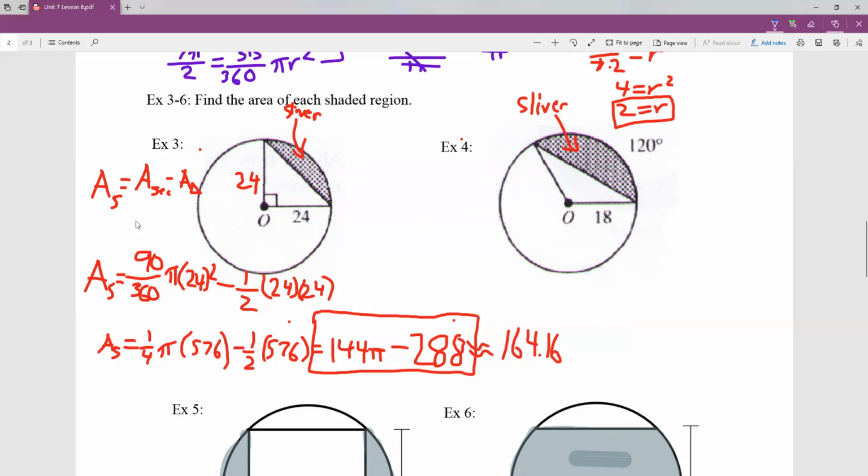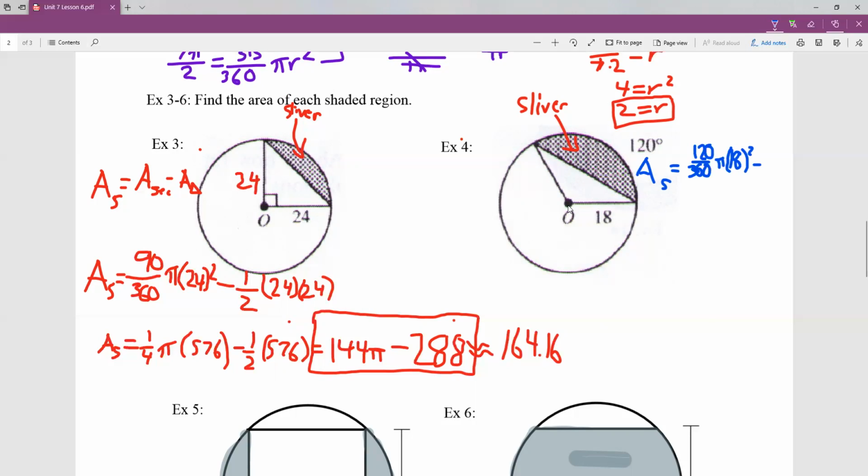So the area of the sliver is equal to the area of the sector, which in this case is 120 over 360 pi r, which is 18 squared, minus the area of this triangle. Okay, this is where it gets interesting. We don't really know the area of this triangle yet, do we?